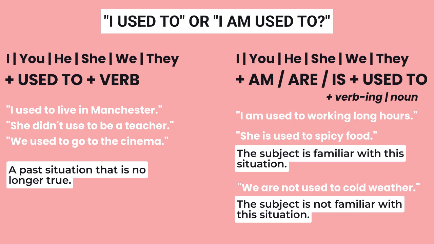I used to is about a past habit. I am used to is about something that I am familiar with today. If you would like to pause the video at this stage and just take a few more seconds looking at the grammar here, feel free. Now we're going to go into some detail about how to use usually.